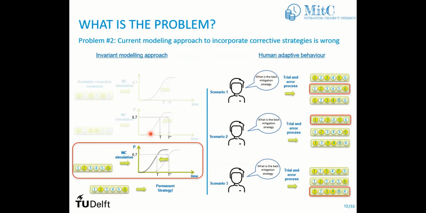So if we look back here at this current approach, in every Monte Carlo iteration that has different conditions, we are always using the same mitigation strategy, right? But here we are using different strategies for different scenarios. And this is the key difference between the current approach of incorporating corrective measures, so always the same corrective measures, and the human real adaptive behavior that's choosing a different corrective strategy for different scenarios. Okay?